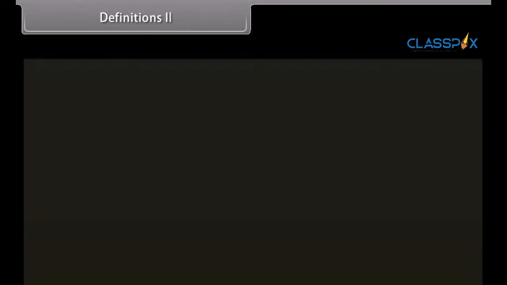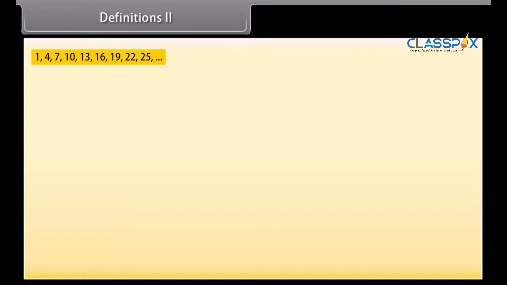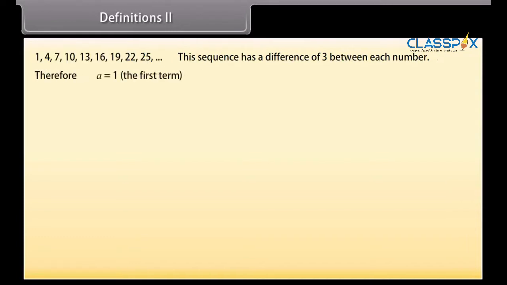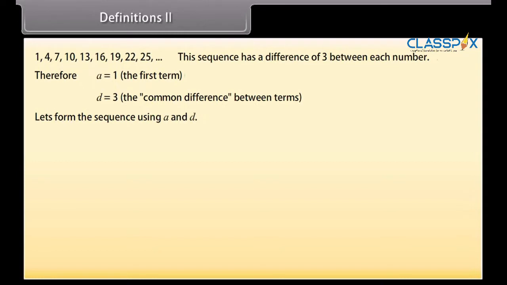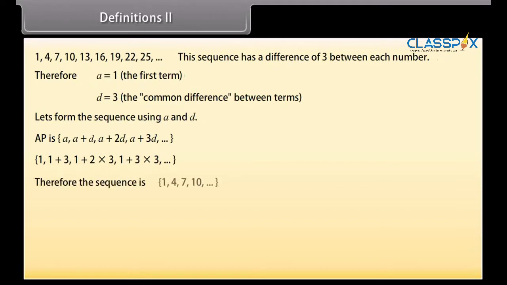Definitions 2. Look at this example now. We can see that this sequence has a difference of 3 between each number. Therefore, A is equal to 1, the first term, and D is equal to 3, the common difference between terms. Let's form the sequence using A and D. We know AP is A, A plus D, A plus 2D, A plus 3D, and so on. Substituting the value of A and D, we get 1, 1 plus 3, 1 plus 2 into 3, 1 plus 3 into 3, and so on, which gives the sequence 1, 4, 7, 10, and so on.